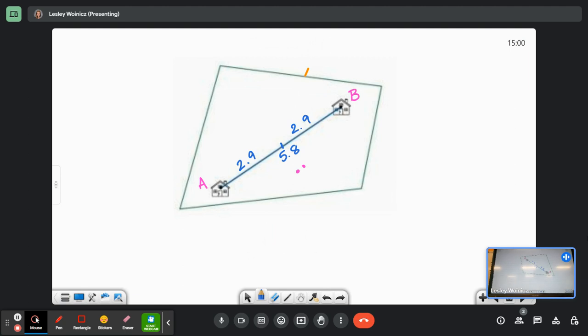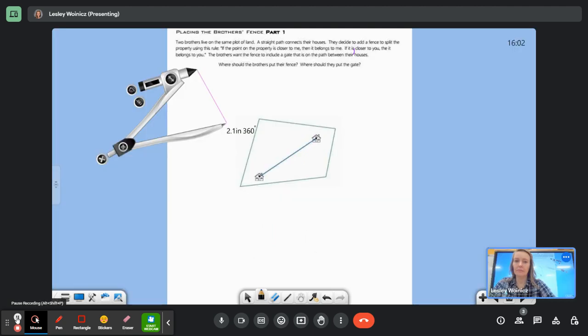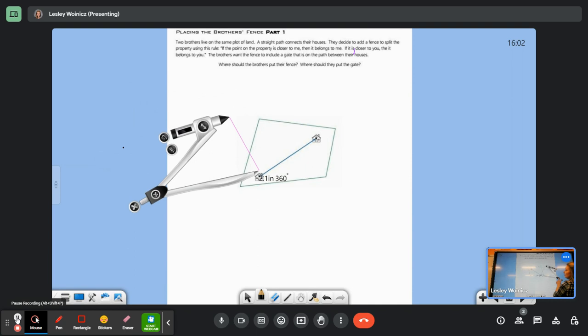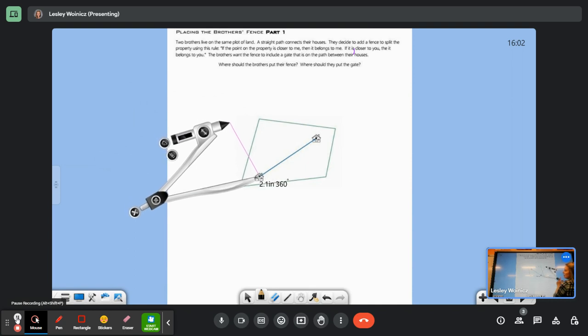Okay, think about the tools that I gave you. Remember that we introduced the compass as a distance copier. So could you find some more points that are equal distance from both brothers? Go. Okay, so what we would like to do is find all of the points that are the same distance from each of the brothers so that we can put the fence there.